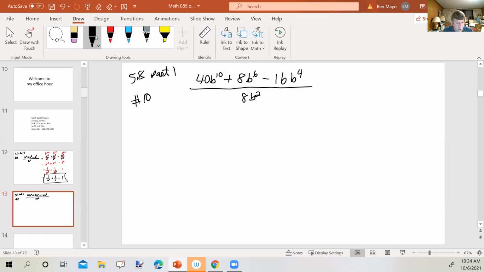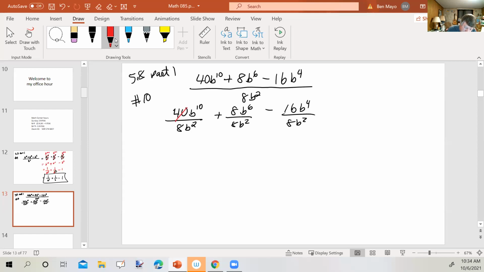So dividing a polynomial by a monomial, we take each term in the numerator and divide it by the term that is the denominator. Then we go back and reduce each fraction separately. 40 over 8 is 5 over 1. B to the 10th over b to the 2nd is b to the 8th power. So we get 5b to the 8th power.